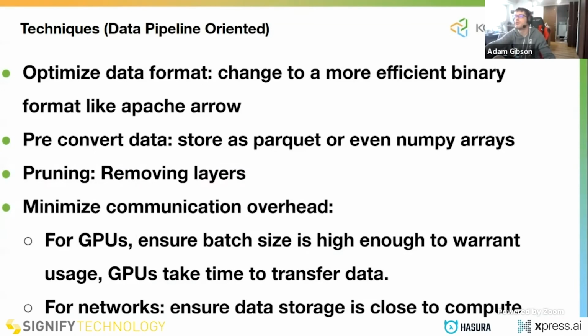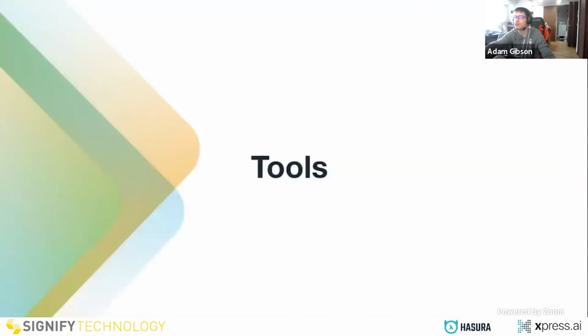So, optimizing data. Sorry, I'm going to hurry a bit since I'm going to be out of time soon. Optimizing data format: change to a more efficient binary format, pre-convert your data to something like Parquet or NumPy arrays, remove layers, and minimize communication overhead, which we already covered earlier.